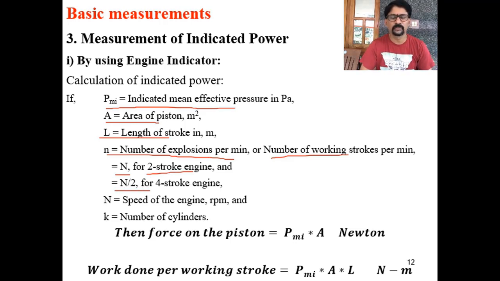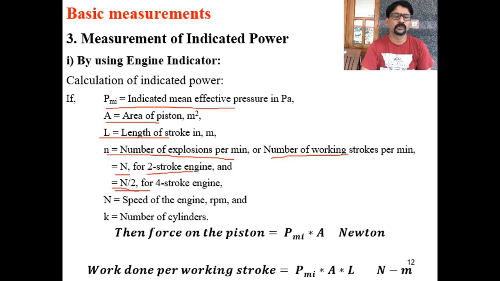As all of you know, in a two-stroke engine, for every revolution of the crankshaft there is one power stroke, or one explosion. So it is very easy to calculate the number of explosions if you know the speed; it is equal to the speed. Whereas in a four-stroke engine, two revolutions of the crankshaft constitute one cycle. That means suction and compression in one revolution, and power and exhaust complete another revolution. So two revolutions of the crankshaft give one power stroke, or working stroke. That means it is 50%, half of that. So the number of explosions for a four-stroke engine is nothing but speed divided by 2.